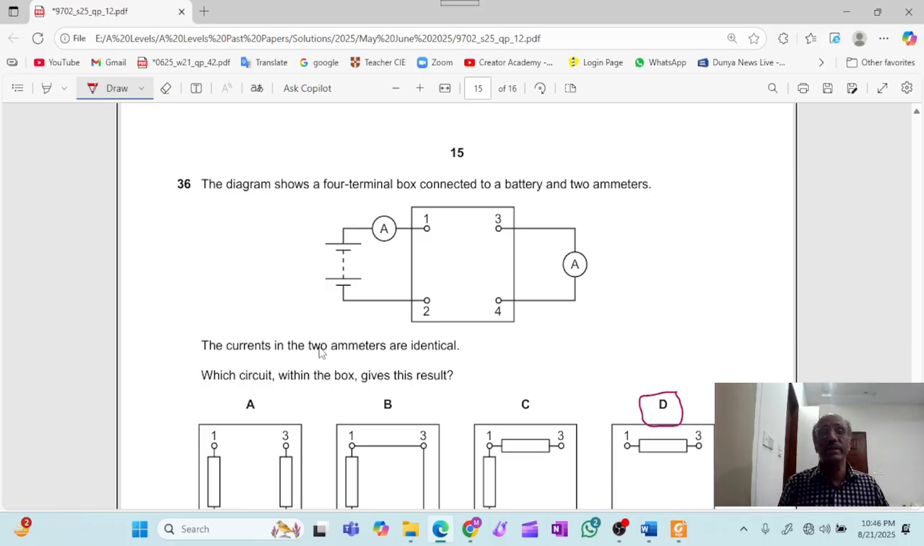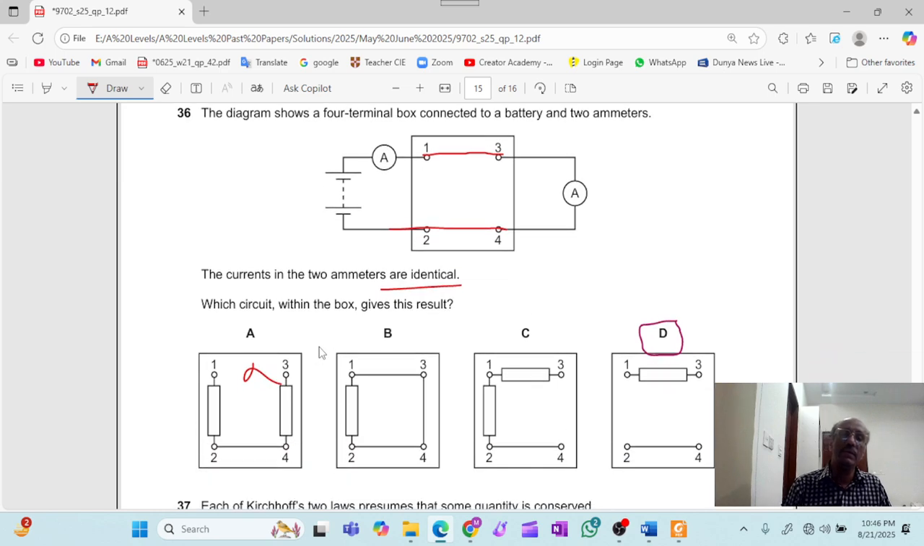Now for question number 36, the diagram shows a repeated question. Four terminal boxes connected to a battery and two ammeters. The currents in the two ammeters are identical. It means that they must be connected in series. A very simple question. So this is the parallel. This is the parallel. If you place it over here, then it will not give you the same current. So only option D is the valid option, because when the object is placed at this point, there is only one path for the flow of current, and that is a series combination.